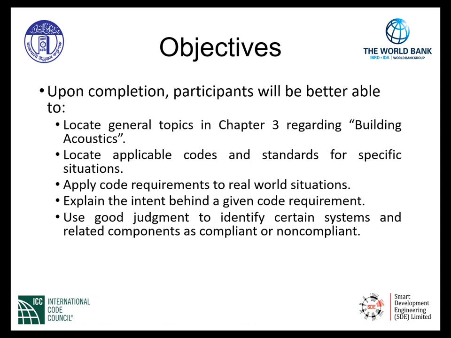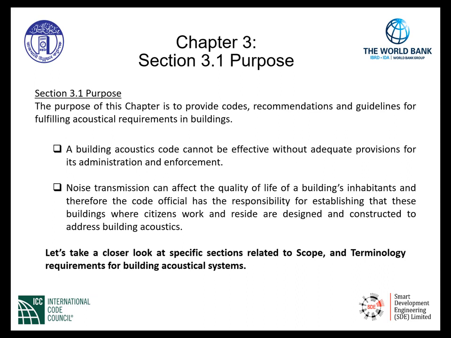Chapter 3, Section 3.1, titled Purpose. The purpose of this chapter is to provide codes, recommendations, and guidelines for fulfilling acoustical requirements in buildings. A building acoustics code cannot be effective without adequate provisions for its administration and enforcement. Noise transmission can affect the quality of life of a building's inhabitants, and therefore the code official has the responsibility for establishing that these buildings where citizens work and reside are designed and constructed to address building acoustics.